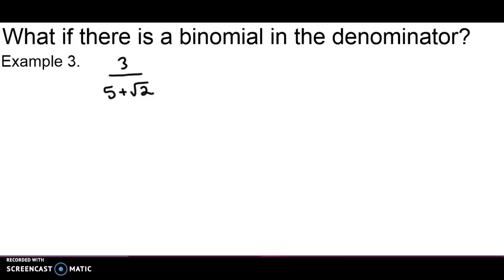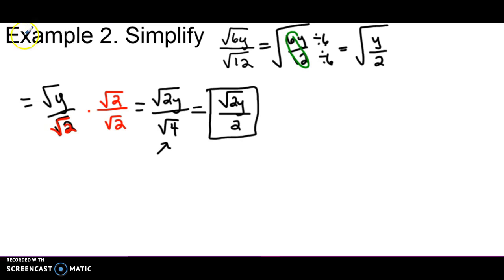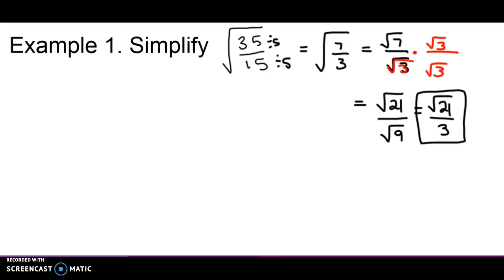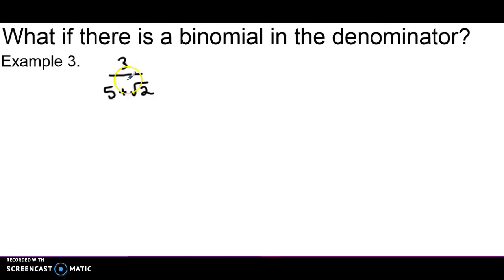All right. So example 3 looks a little bit different. If you look at my denominator, I have a binomial. And remember, a binomial is just 2 terms. Before, on my other 2 examples, my original denominator only had one number, the square root of some number. But now I have a binomial, so we have to have another method. When you have a binomial in your denominator, you're going to do something called multiplying by the conjugate.